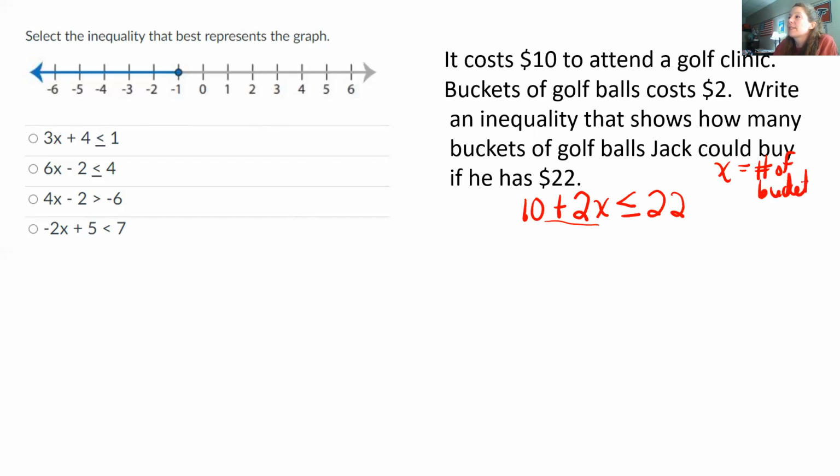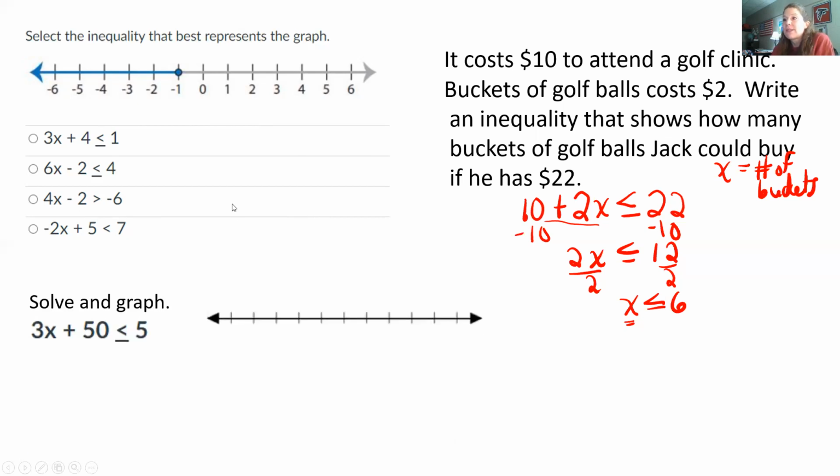So we're going to get rid of the 10 first. So we bring down 2x is less than or equal to 12. And then when we divide both sides by 2, we see that the number of buckets can be equal to 6. He could buy 6 buckets or less than 6, right? Because he can spend less than $22 if that's how much money he has.